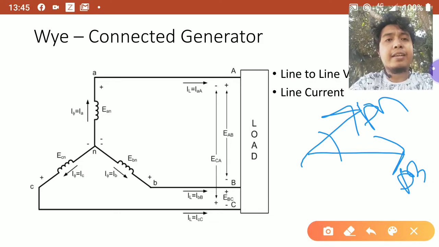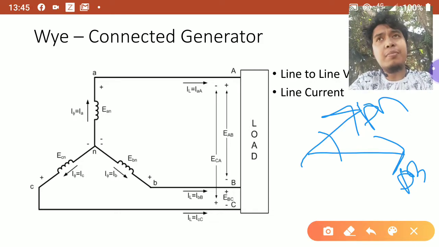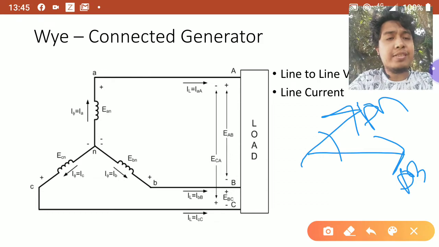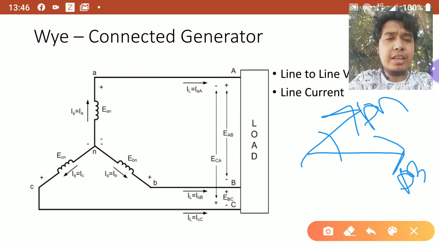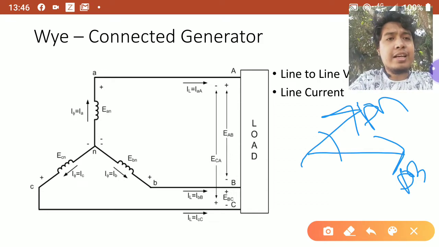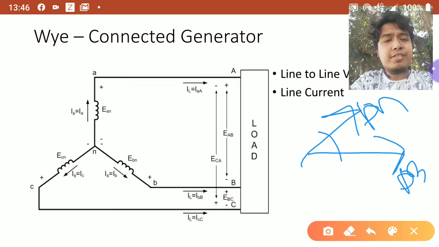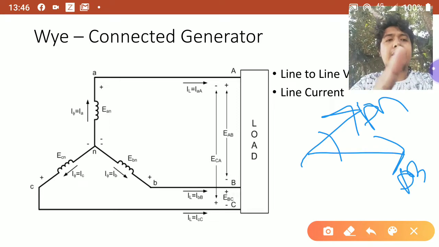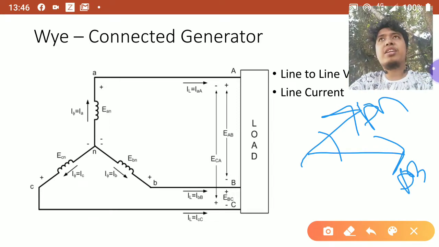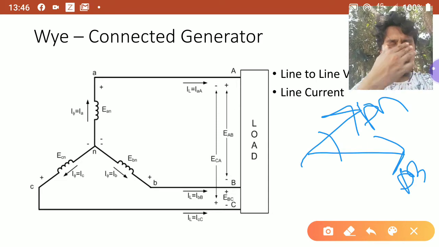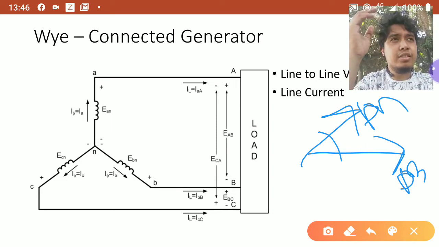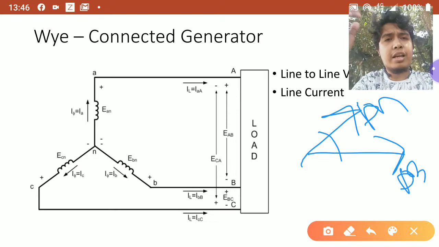Okay? So the same goes for lines BC and then line CA. The correspondence is that if it's voltage in AB, the correspondence is AN. If it's BC, the correspondence is BN. If it's CA, then the correspondence is CN. So it goes the same way for either ABC or ACB sequence.